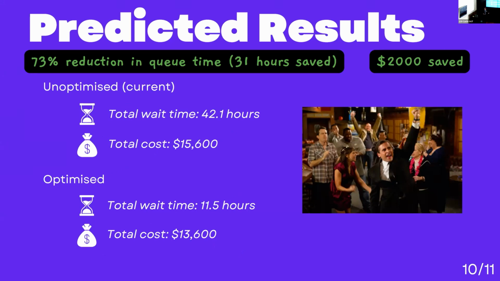Okay. And so if you apply this to some real data, what you notice is that if you optimally allocate staff, you get a massive reduction in queue time. So we save about 30 hours of student life, which is good. And it's a bit obscured by the thing there, but we also save about $2,000 in the operation of the actual unit itself. And that's just by better allocating your staff members.